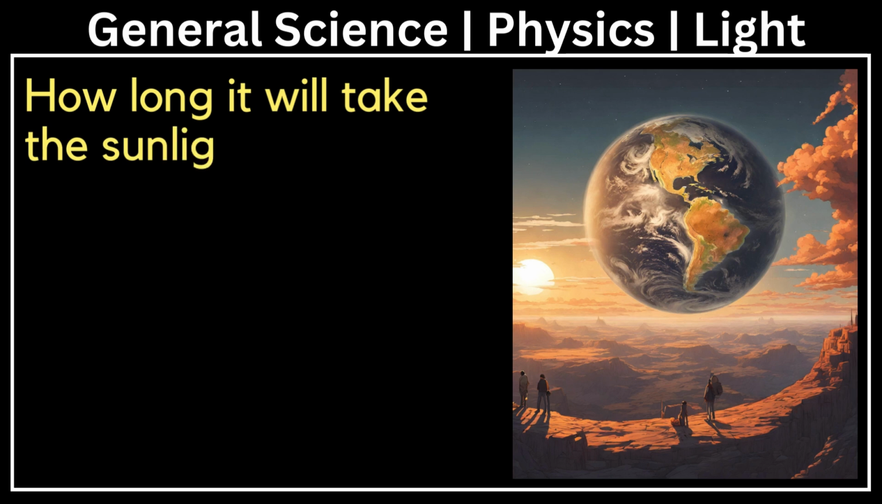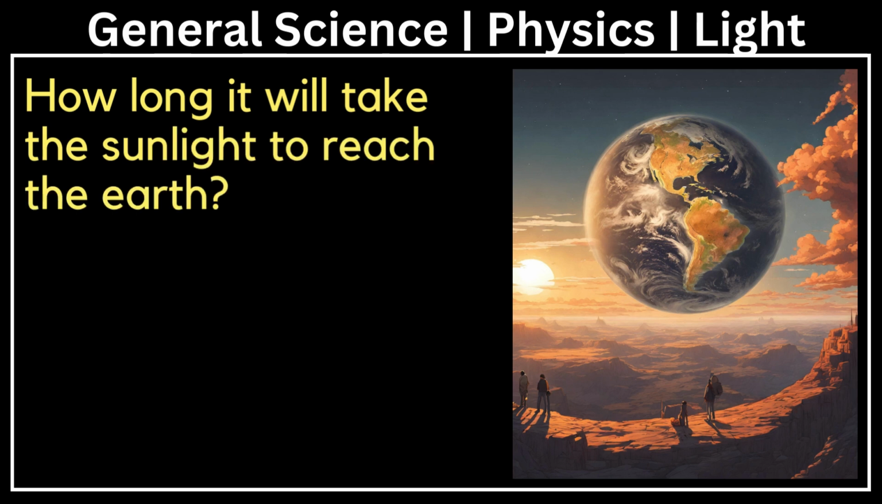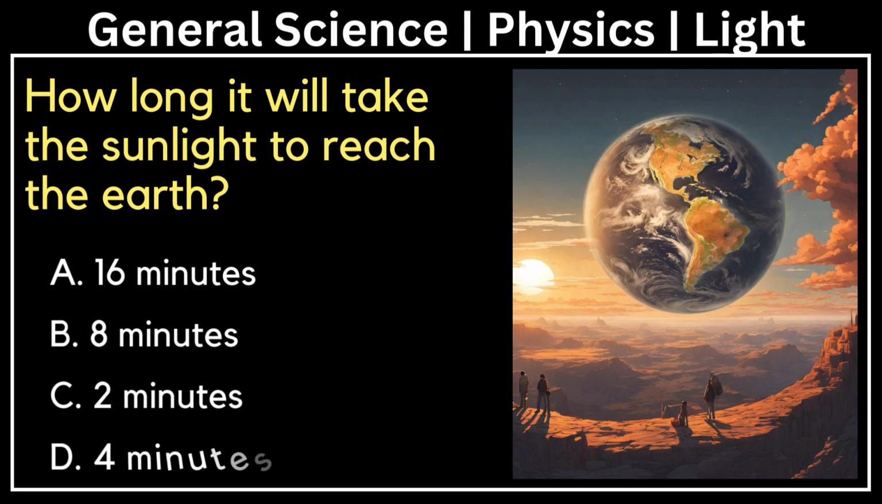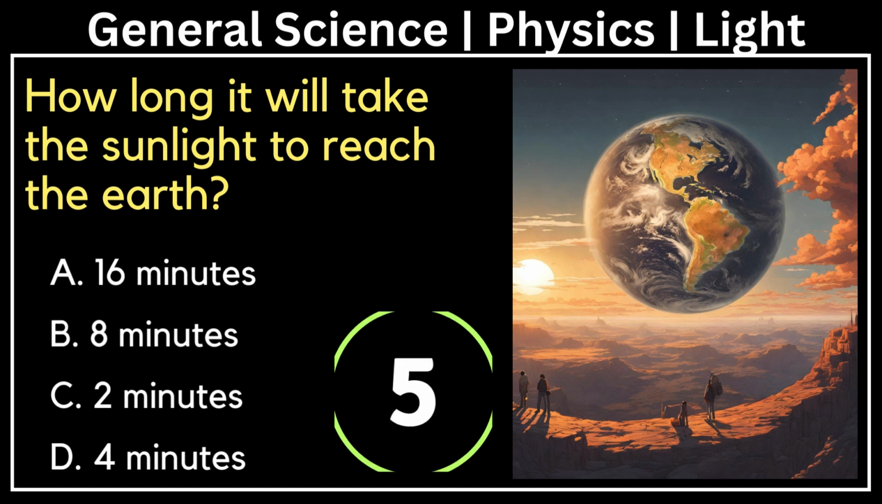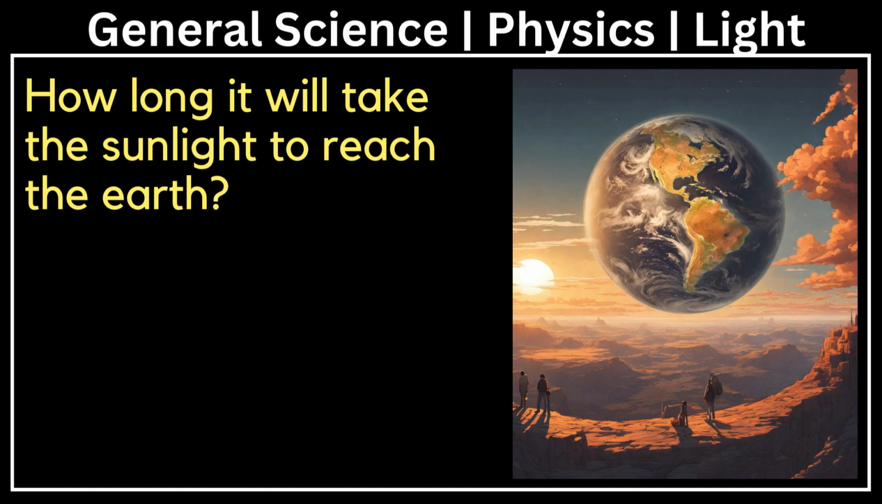How long will it take the sunlight to reach the earth? A. 16 minutes. B. 8 minutes. C. 2 minutes. D. 4 minutes. The answer is B. 8 minutes.